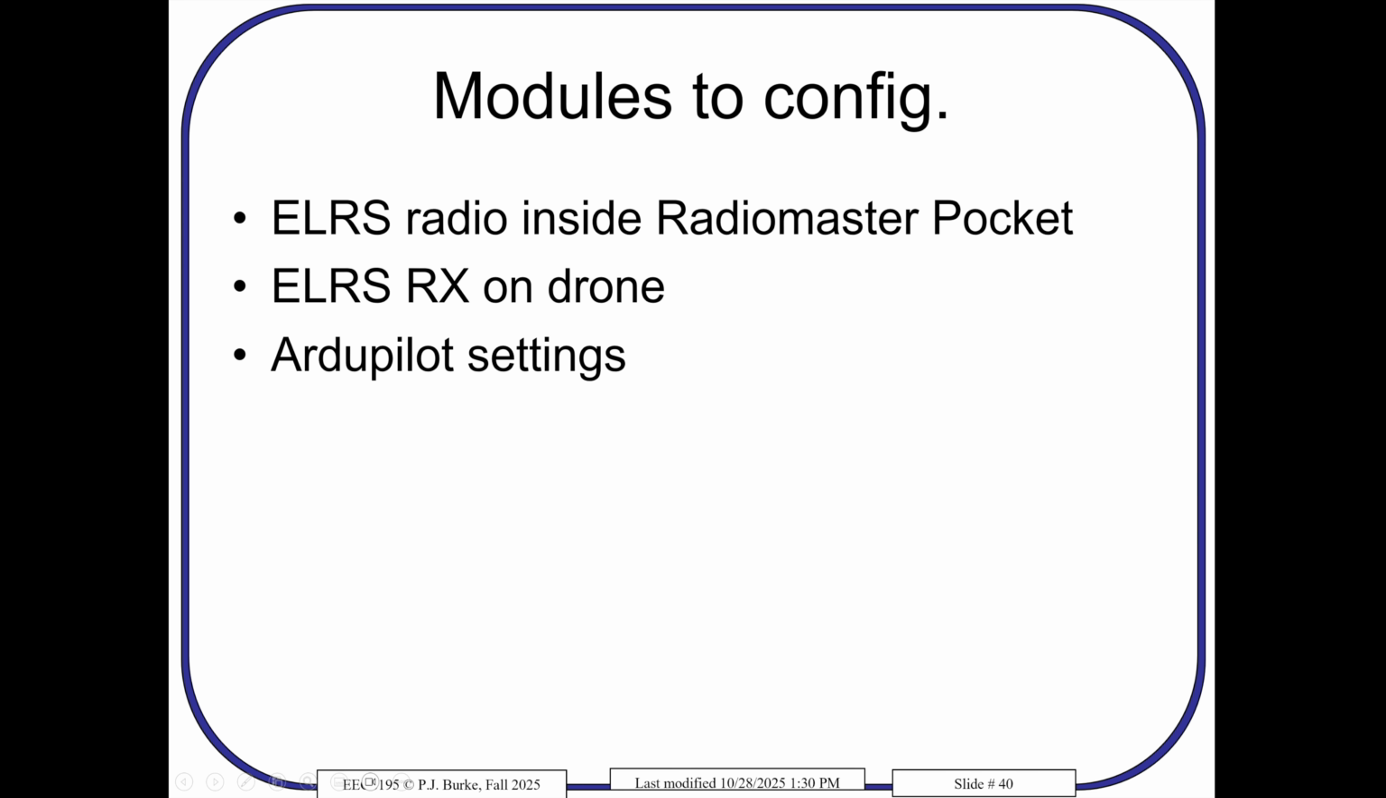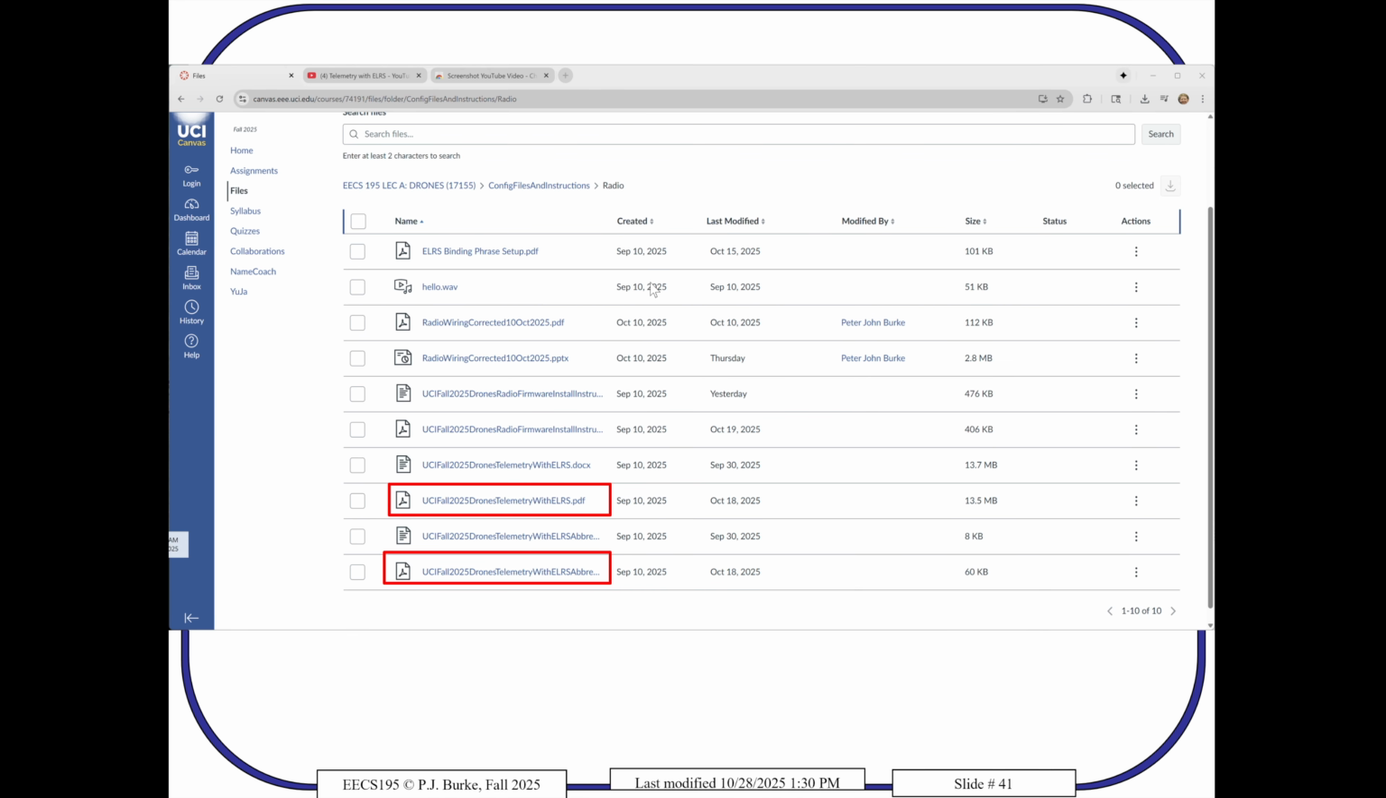So you have to change all sorts of parameters in all your different radios. The radio inside of the Radiomaster Pocket, the parameters have to be changed. The radio receiver on the drone, the parameters have to be changed. The ArduPilot settings and Mission Planner, the parameters have to be changed. So there's a long and a short PDF tutorial walking through changing those parameters.